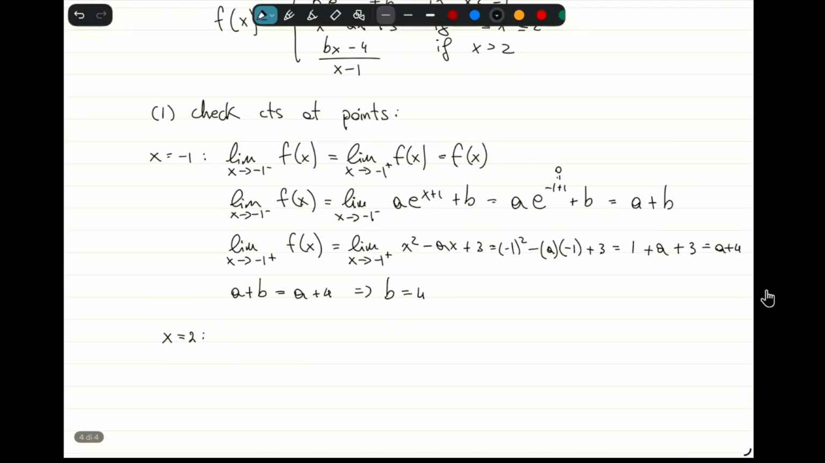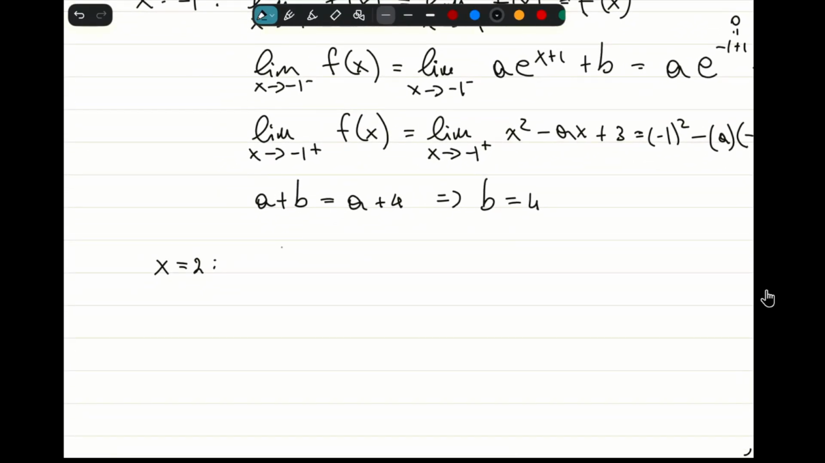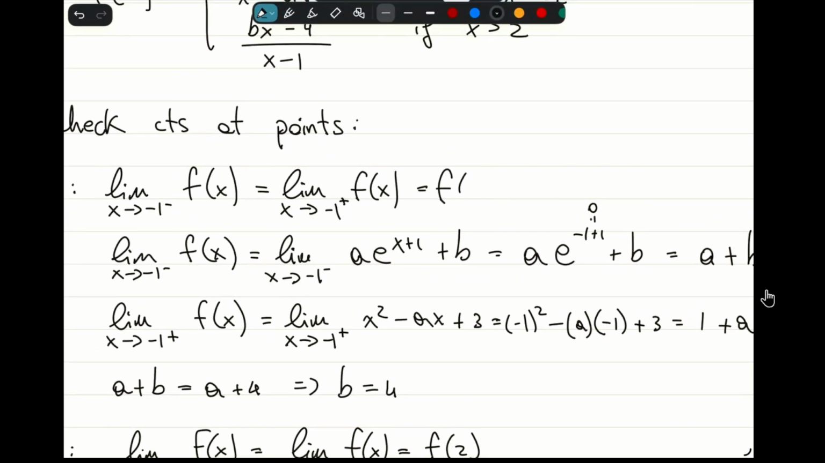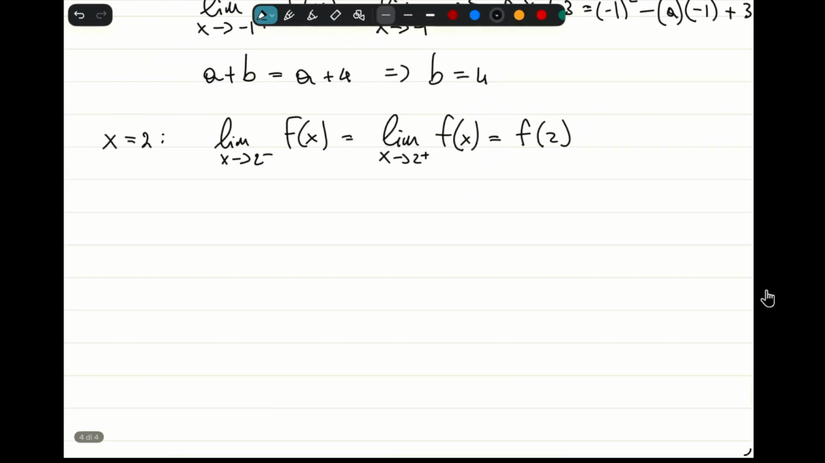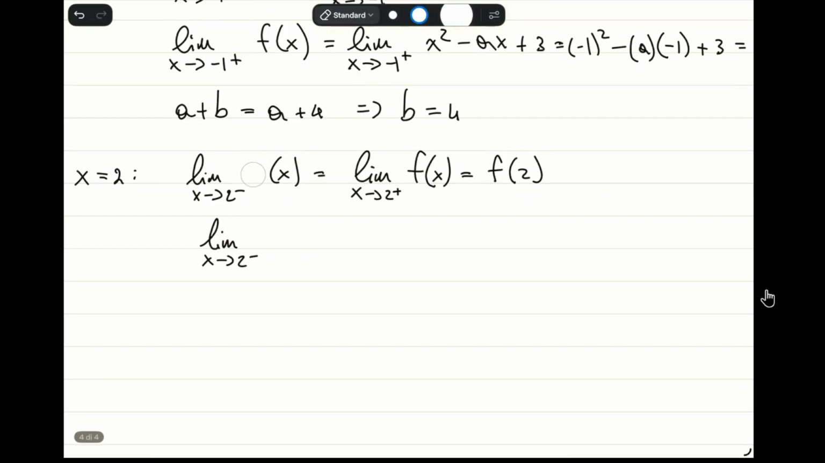So to find a, we're going to have to do the same process for the limit as x approaches 2 from the left, and we want this limit to be equal to the limit as x approaches 2 from the right, and we want this to be equal to f of 2. Here I should have put f of -1. Okay. Now, let's check the first one, the limit as x approaches 2 from the left.